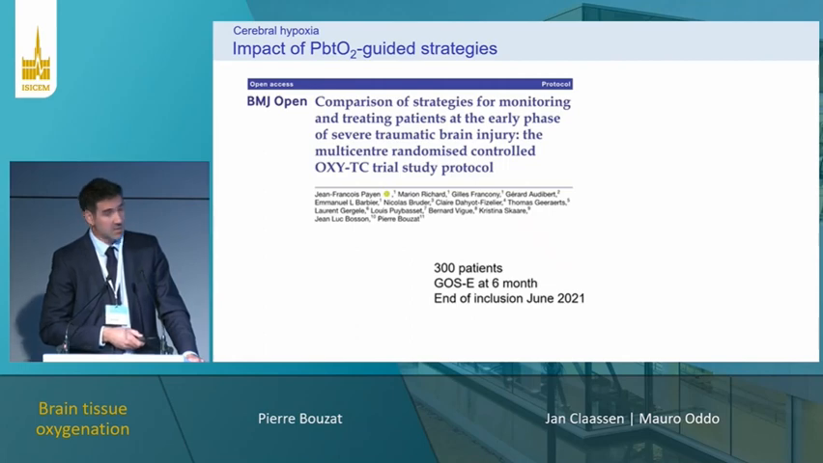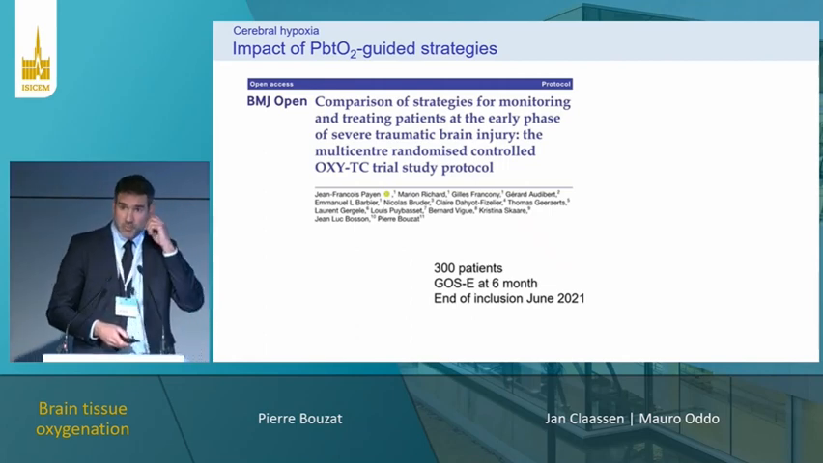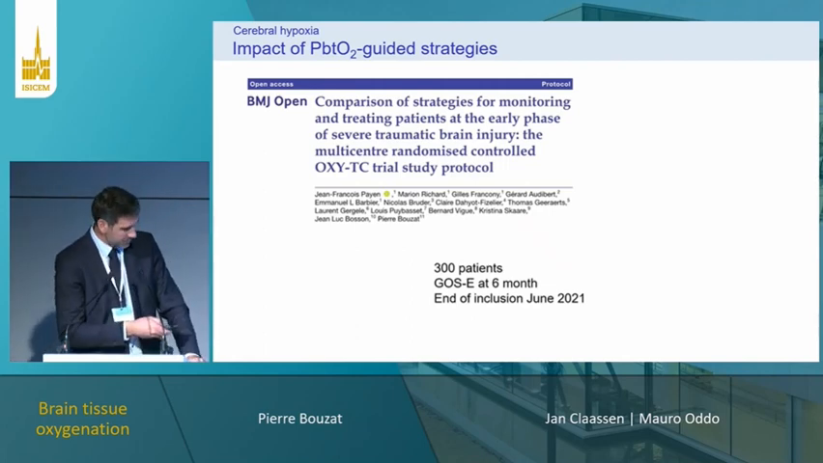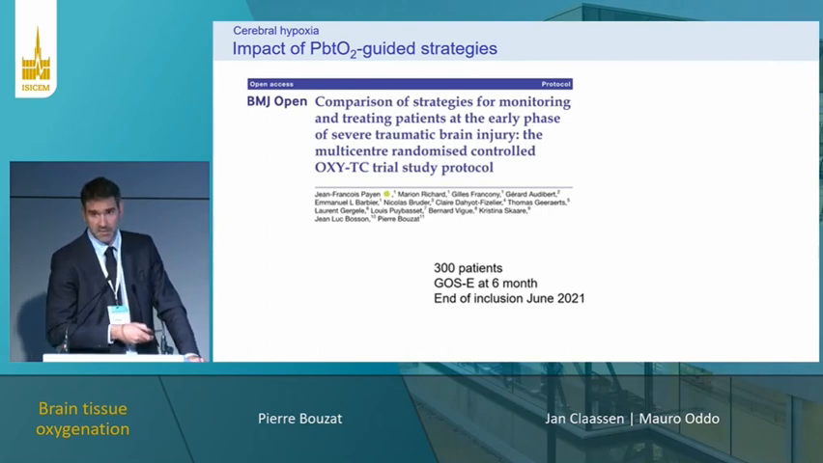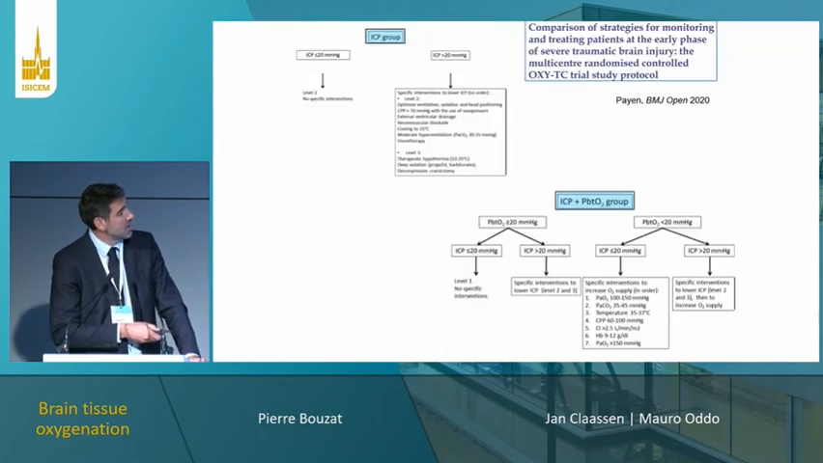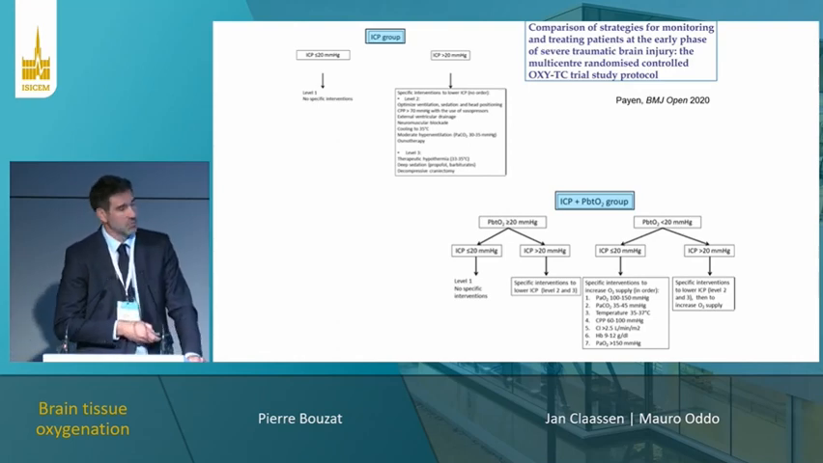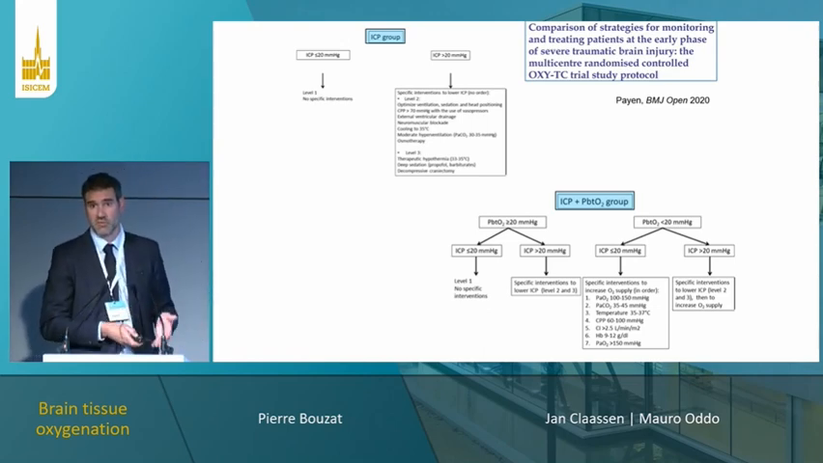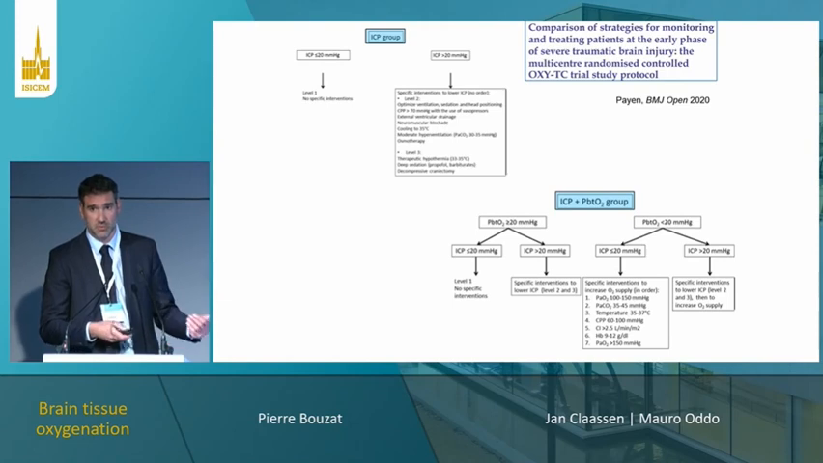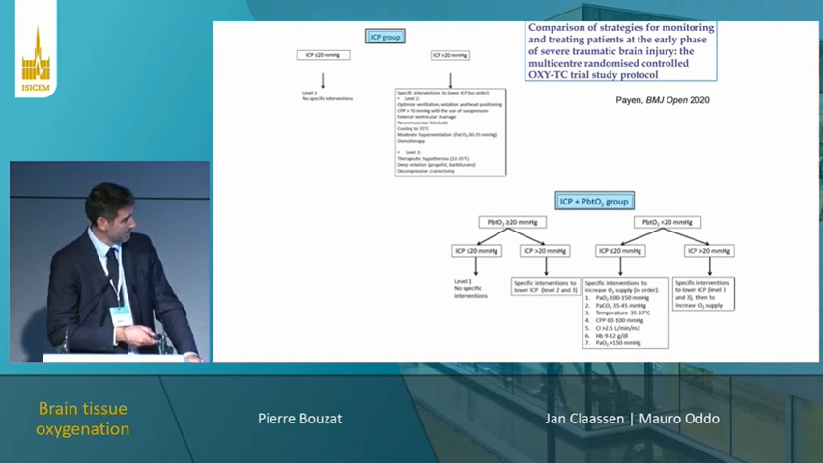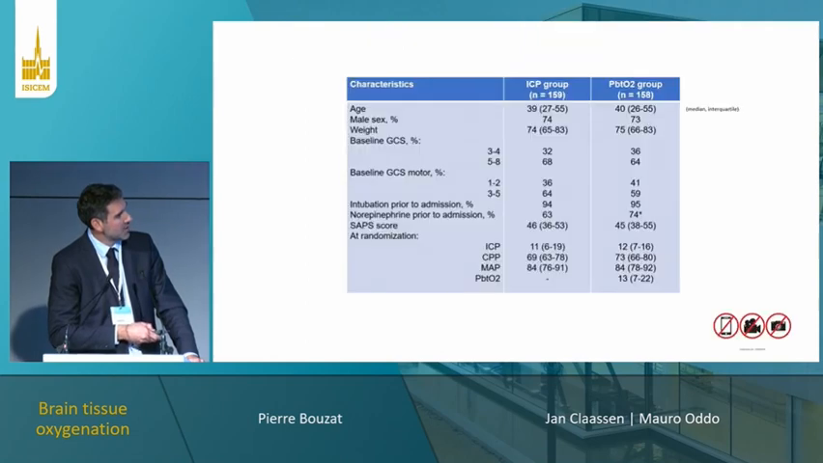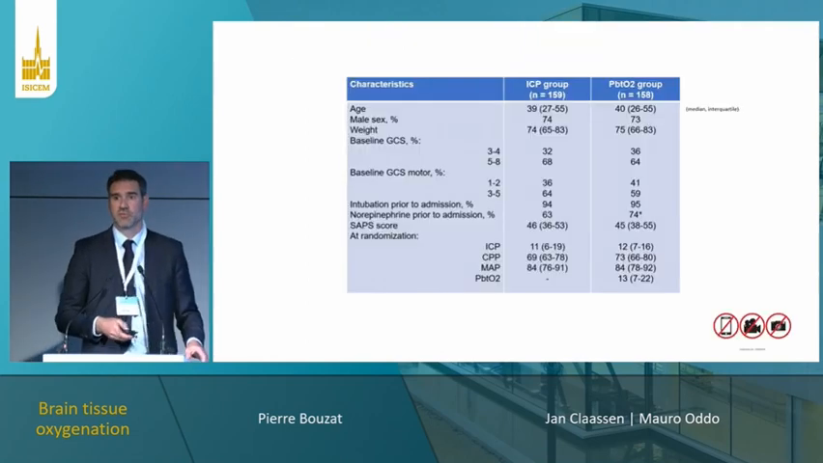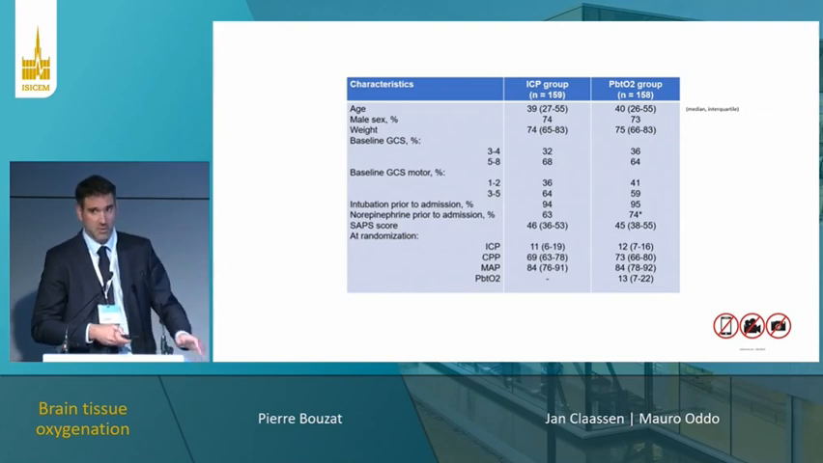There are ongoing studies. One of them is led by our group. Its name is OXY-TC. The OXY-TC trial has now ended. We have two groups, ICP plus PbtO2, and the management is different according to the group. If you have the PbtO2, then you have specific interventions to improve brain oxygenation. Here are preliminary data that I will show you. I ask you not to take photos, please, because this is only preliminary data.